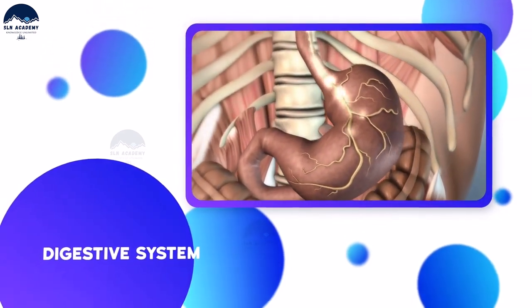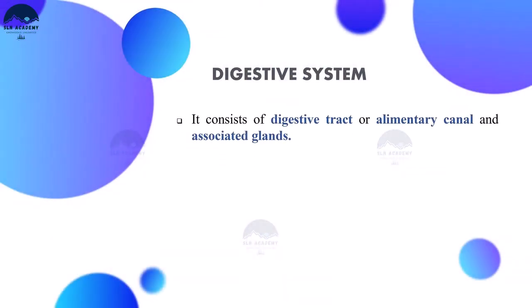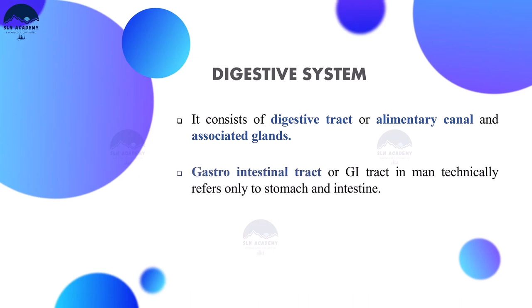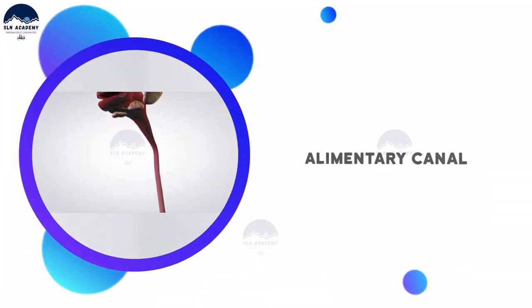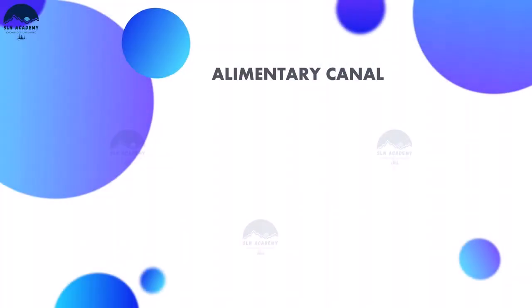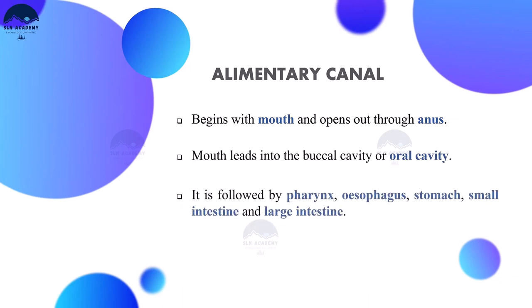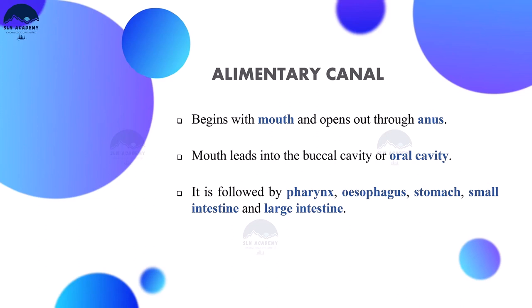Digestive system. It consists of the digestive tract or alimentary canal and associated glands. Gastrointestinal tract or GI tract in man technically refers only to stomach and intestine. Total length of alimentary canal in man is 30 feet. Alimentary canal. It begins with mouth and opens out through anus. Mouth leads into the buccal cavity or oral cavity. It is followed by pharynx, esophagus, stomach, small intestine, and large intestine.